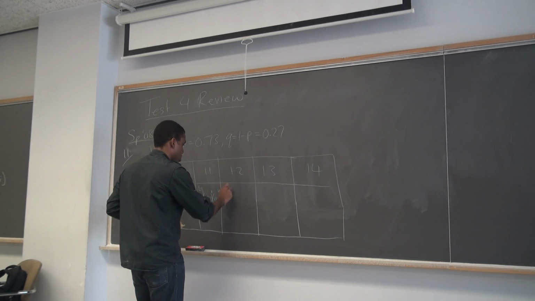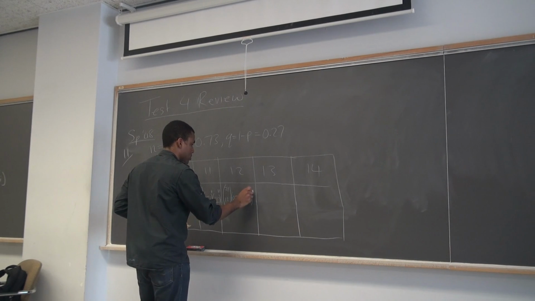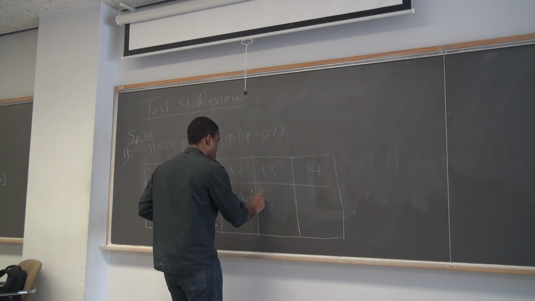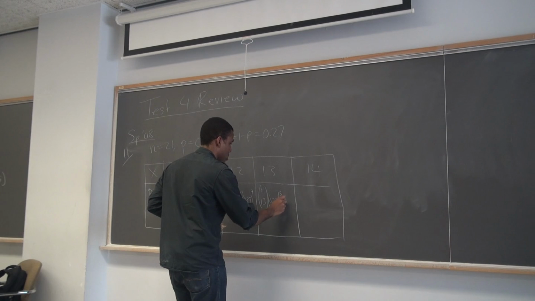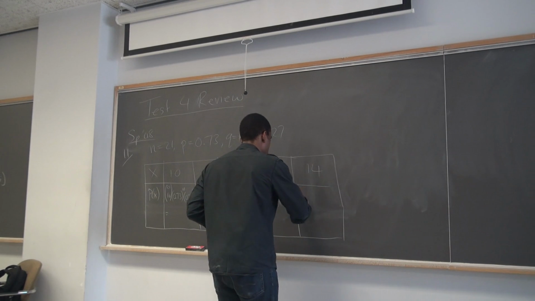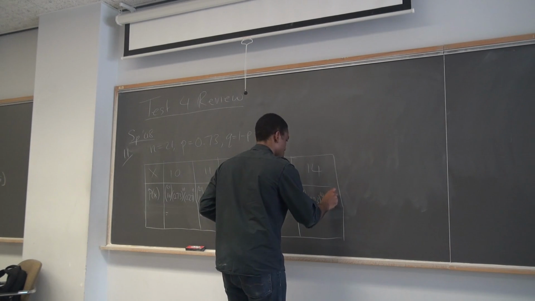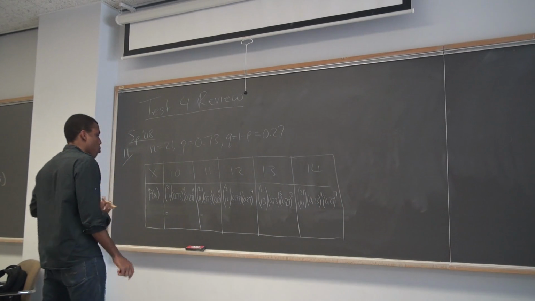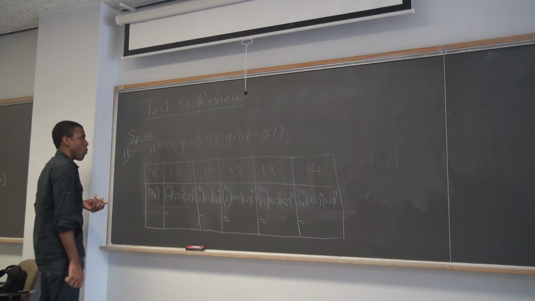This is 21 choose 12, 0.73 to the 12, 0.27 to the 9. This is 21 choose 13, 0.73 to the 13, 0.27 to the 8. This is 21 choose 14, 0.73 to the 14, 0.27 to the 7. What do you guys got for this one?